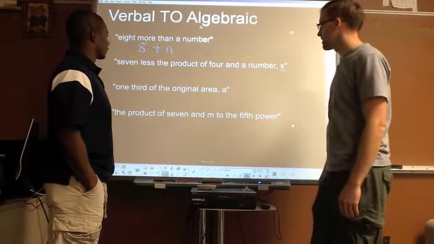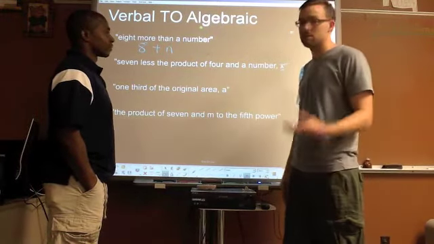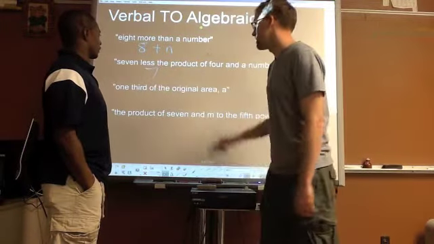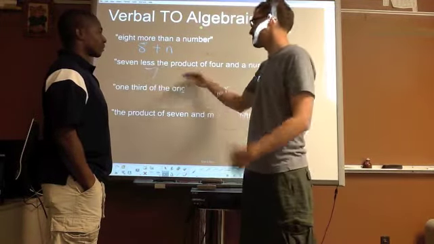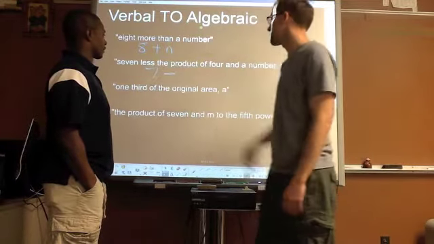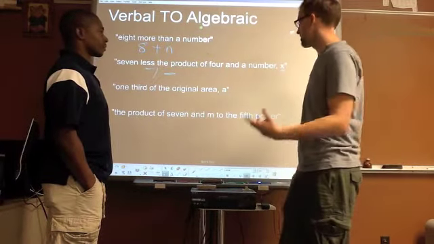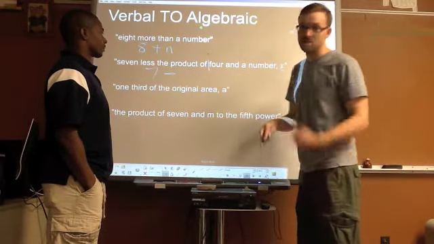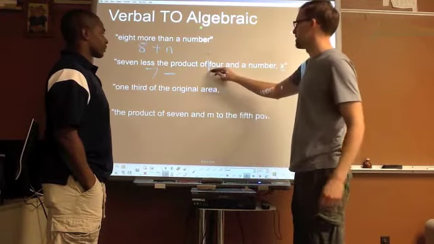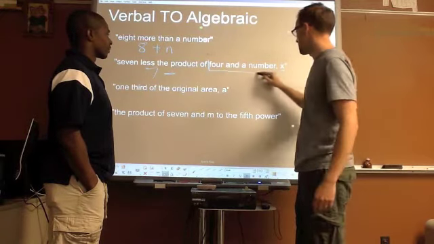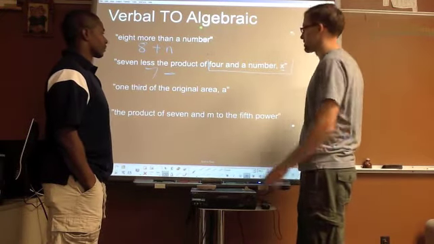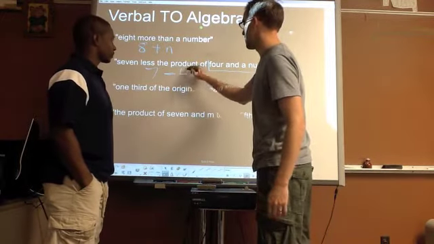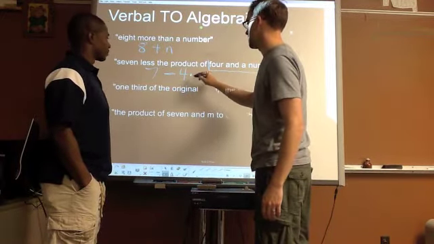7 less the product of 4 and a number. Less is subtraction. 7, that part's easy. Less is taking away from it. Product is for multiplication, so you're multiplying. Oh, there's the of that Mr. Starks said too. You're multiplying whatever is after the of. I'm going to multiply 4 and a number, and they told me to use x. 7 minus 4 times x.